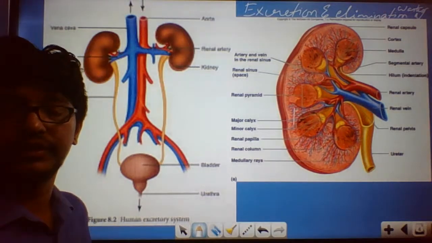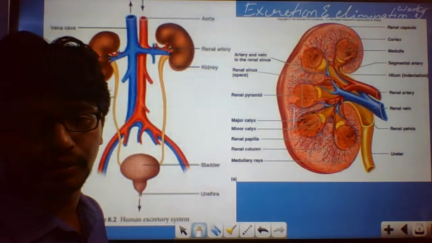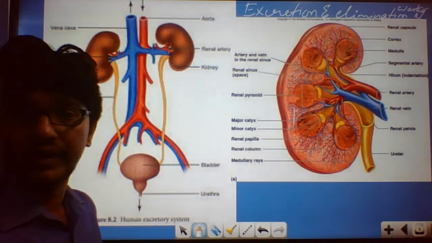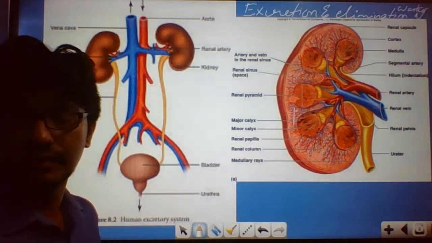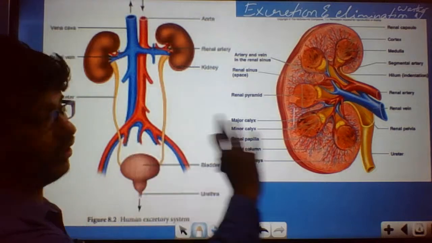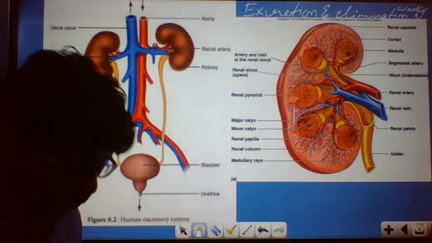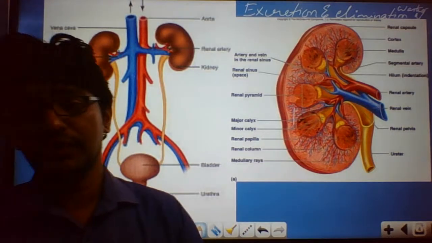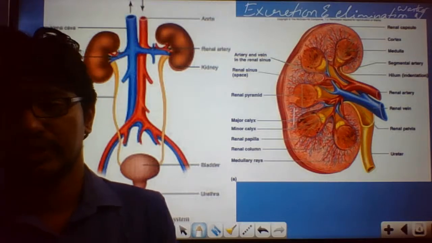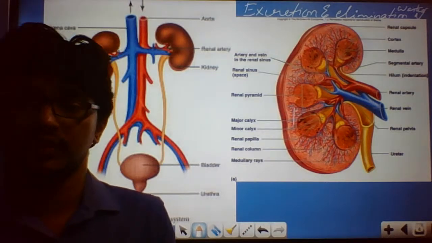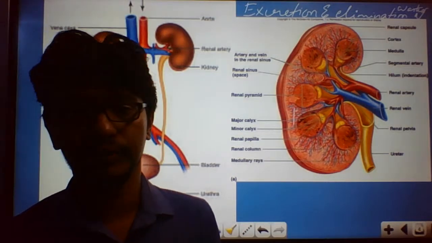We'll look at the human excretory system in a little while. I am not going to discuss everything in detail, because you have been studying this chapter from 6th grade, 7th grade. So we are not going to spend much time on it. Very quickly, we're going to cover only the important areas, so that we try to complete this particular chapter. And if you have any questions, you can add them in the comment box.